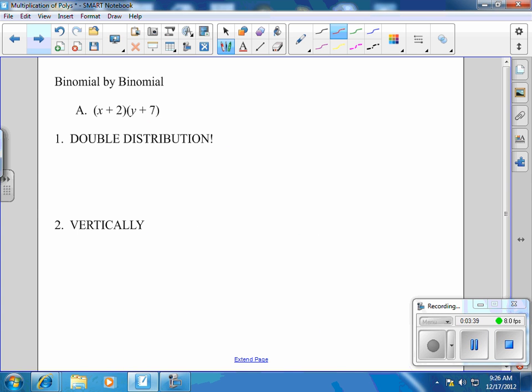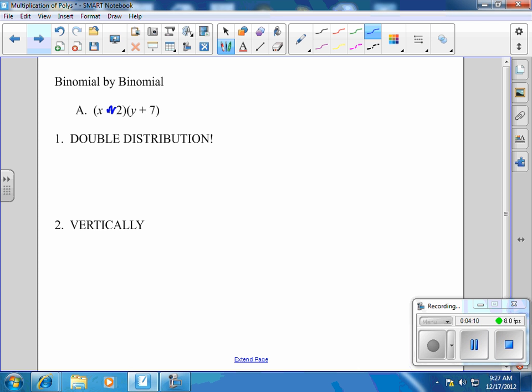So we've done monomial times monomial, a polynomial times a monomial, and now we're going to do binomials times binomials. This one is the one that might be the most different, but the rules of the other ones still apply. I'm going to show you 2 different ways to do this, and then you can choose which way works the best for you. The first one is something called double distribution. So we have x plus 2 times y plus 7.